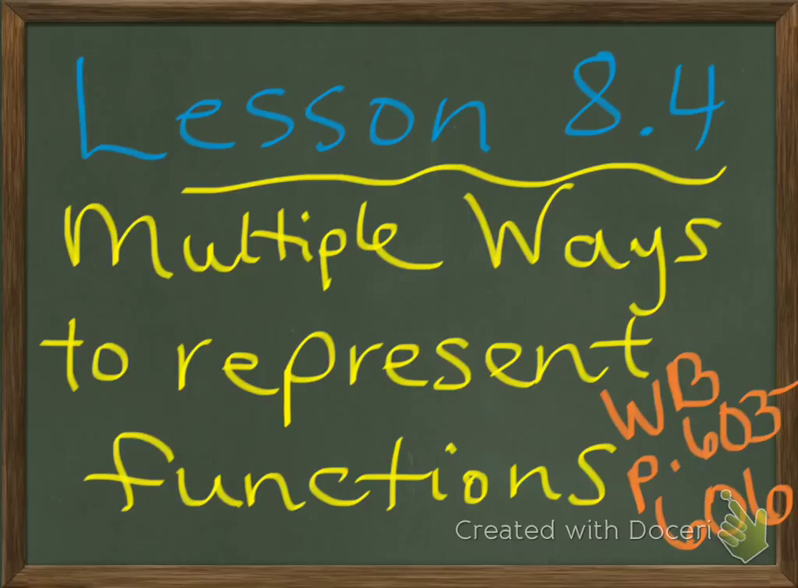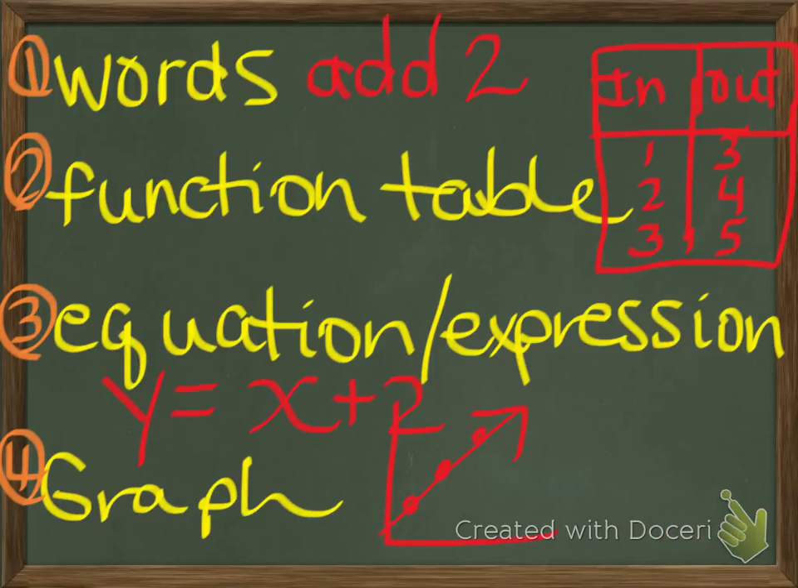Alright, lesson 8.4, multiple ways to represent functions, workbook pages 603 to 606. Again, here are the four things you need to be able to show. You need to represent the function in words, in a function table, as an equation, and even an expression, and in a graph. So, for example, if the pattern or the function rule is to add 2 to the input, written in words, add 2.